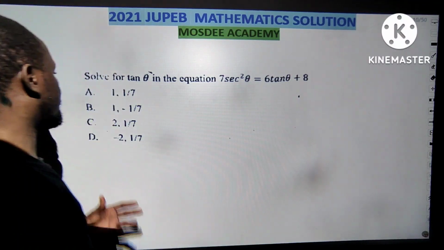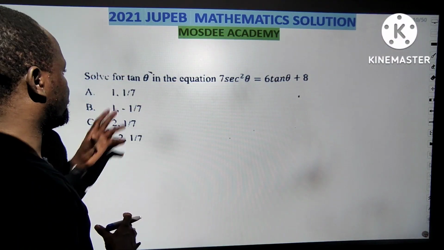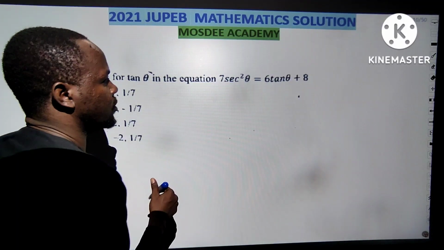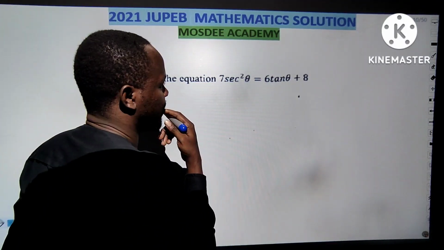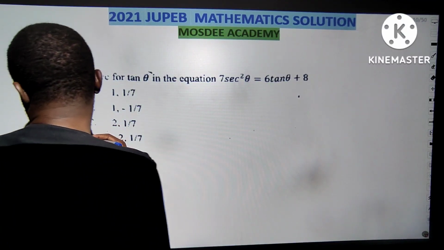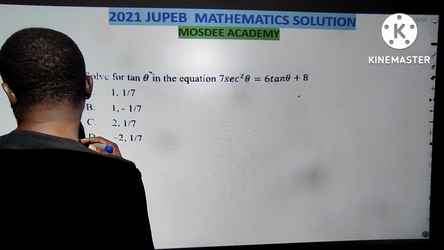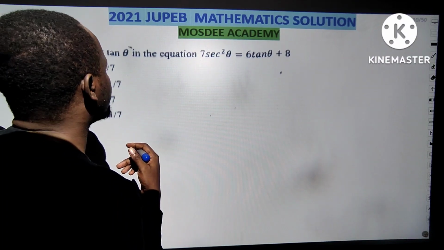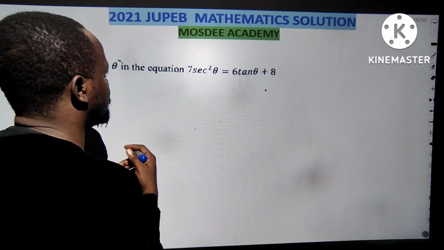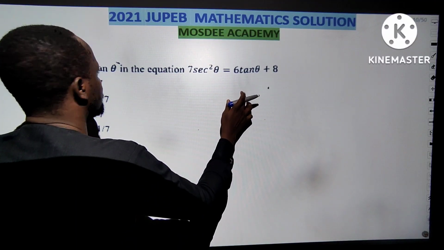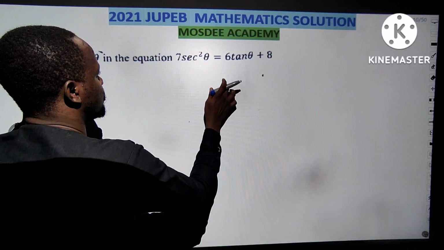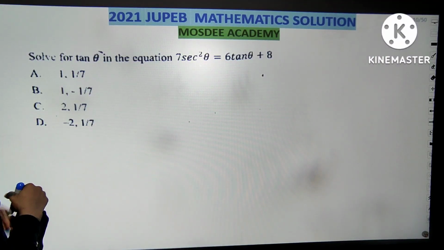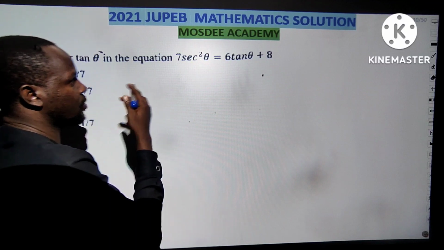Now the next one is also a question of solving for tan theta. To solve for tan theta in this equation, 7 sec squared theta plus tan theta plus 8 equals 8. So what we're going to do here is make sure we also save time, because time is precious, time is money, time is everything. So to save time, I have to recall a trigonometric identity.